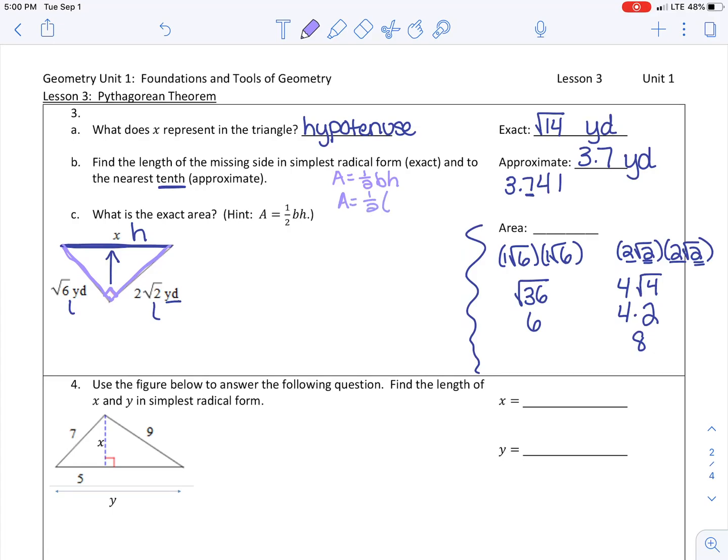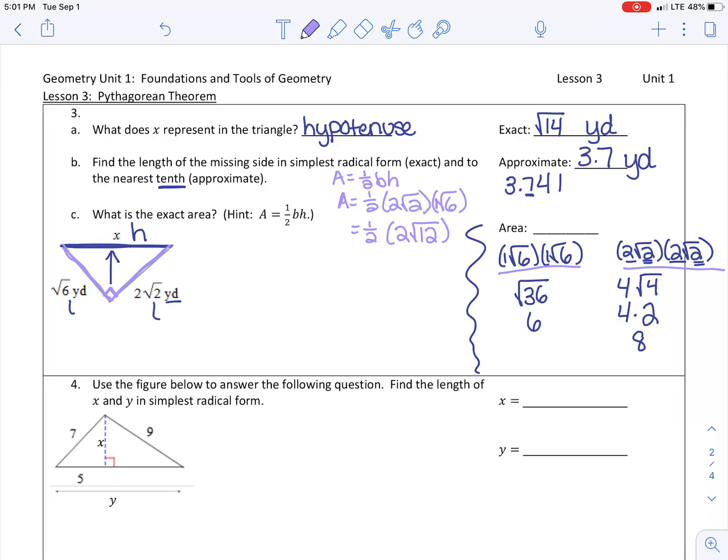So if we do that, we end up with area equals 1/2. Our base, I'm just going to say our base is 2√2. And our height is √6. Again, it does not matter what order you have those in. So I'm going to kind of forget about the 1/2 right now, and I'm going to focus on the 2√2 times √6. So we know how to multiply. We did that here and here. We know how to multiply two radicals together. So we're going to take the 2 times that imaginary 1 in front. And that's going to give us 2. And then underneath our radical, we have 2 times 6, which is 12.